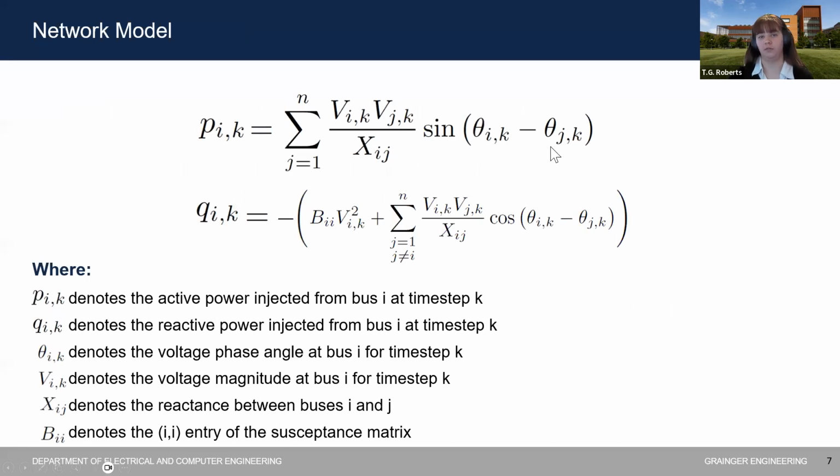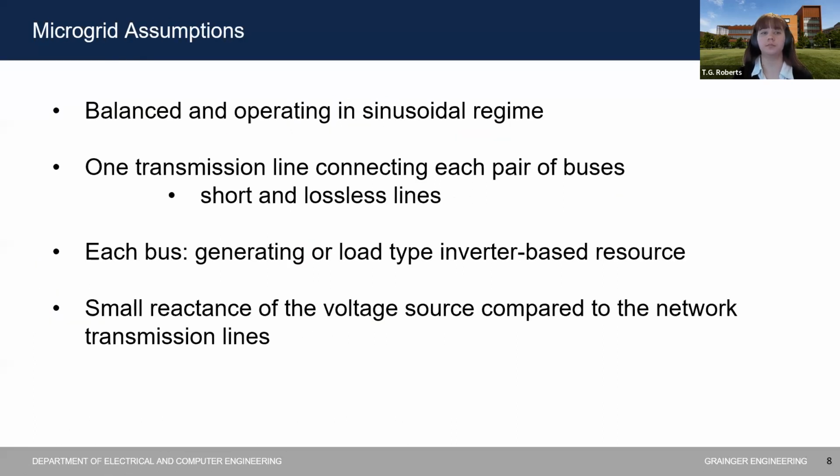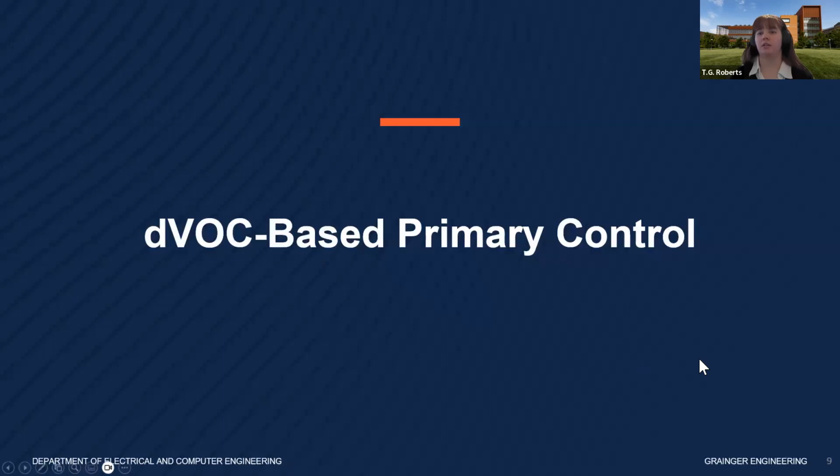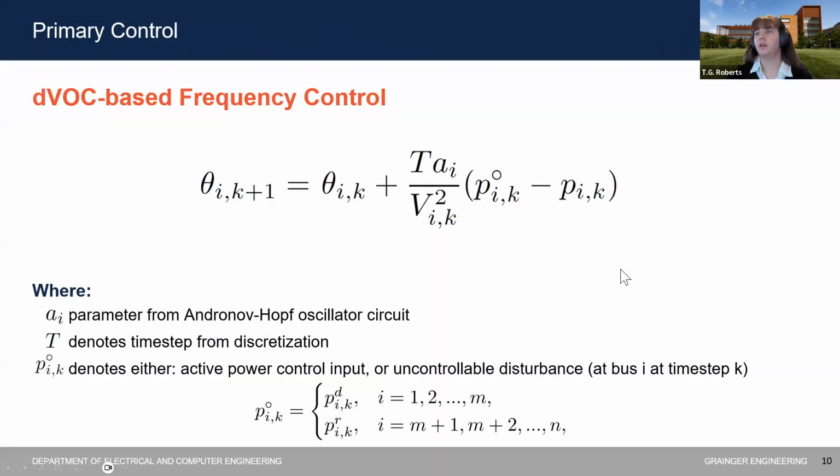E and V are equivalent, and delta and theta are equivalent. So now let's get into the actual primary control model for dVOC. This is the frequency control, which is the discretized version, and it might look quite similar to the Droop equation.